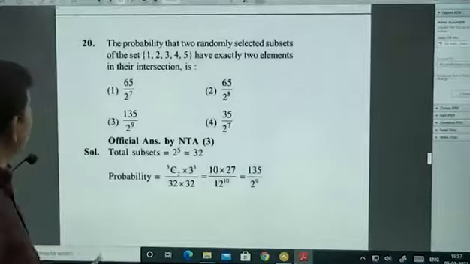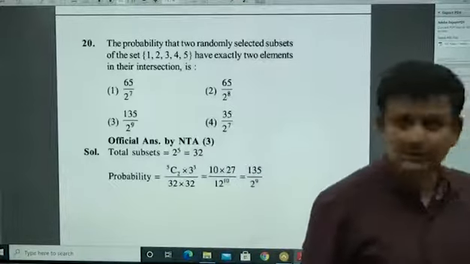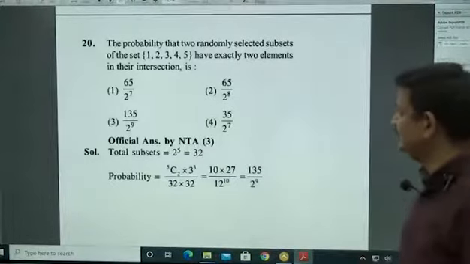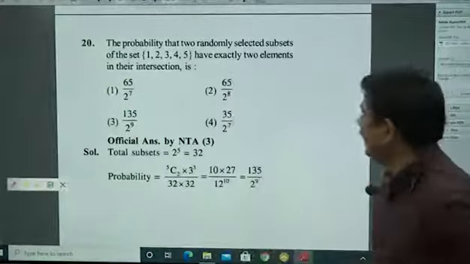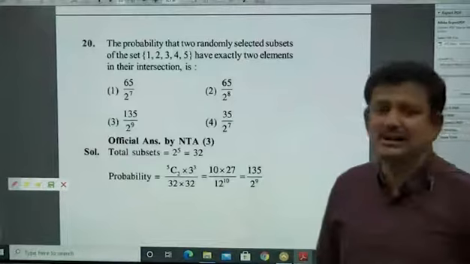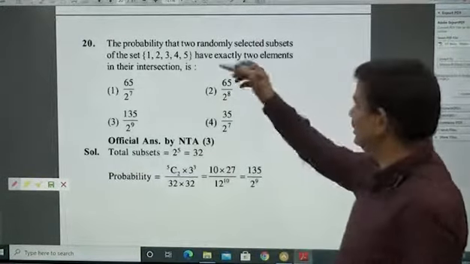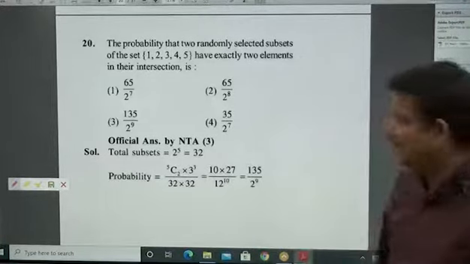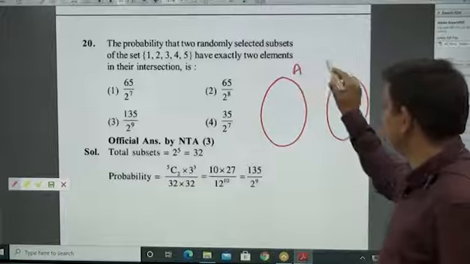That will be tricky. The probability that randomly selected subsets of the set 1, 2, 3, 4, 5 have exactly 2 elements in their intersection. Regular question only. So there is a set with elements 1, 2, 3, 4, 5. I am constructing a subset A of it and another subset B of it.